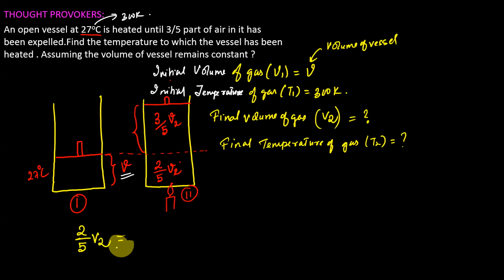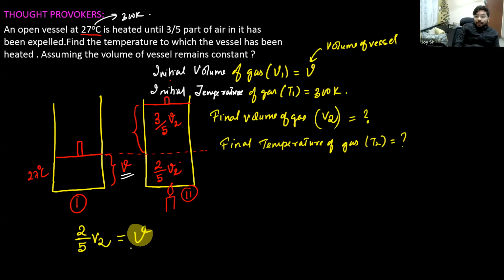2 by V equal to V. Very good. This is the most important part. This is the tricky part. This is the thing that you need to understand. 2 by 5 times of V2 is actually equal to V, right? So therefore, V2 will be 5 by 2 times of V.